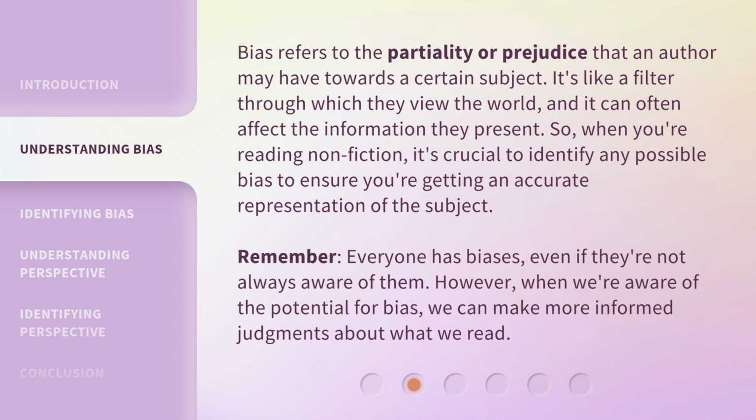Bias refers to the partiality or prejudice that an author may have towards a certain subject. It's like a filter through which they view the world, and it can often affect the information they present. So, when you're reading nonfiction, it's crucial to identify any possible bias to ensure you're getting an accurate representation of the subject. Remember, everyone has biases, even if they're not always aware of them.